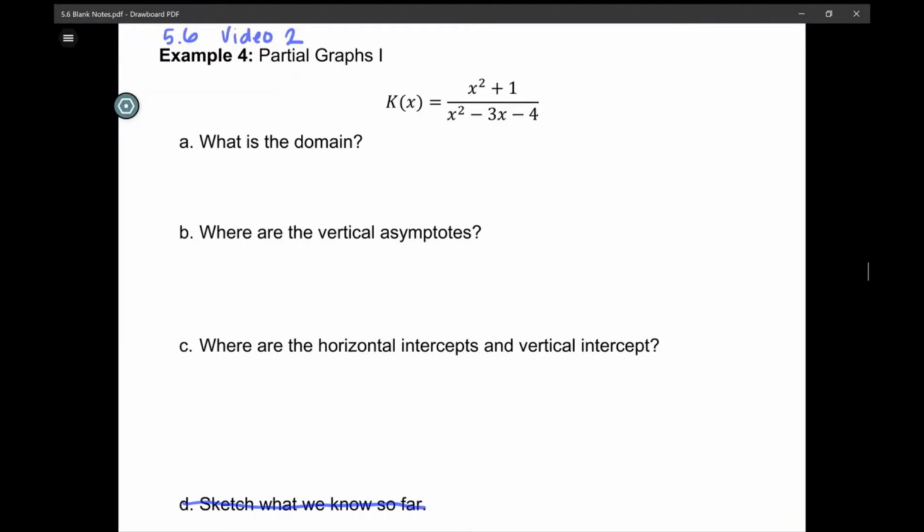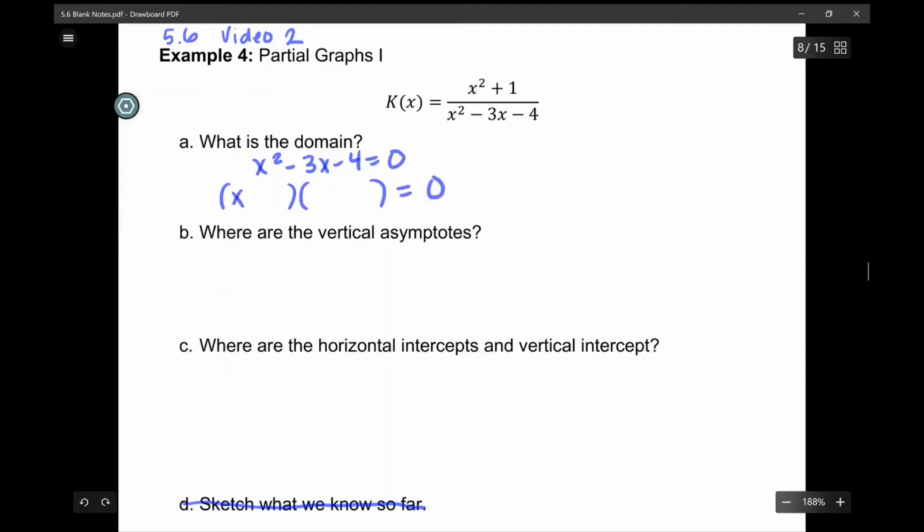This has a little bit harder quadratic stuff in it. So what is the domain? Again, we're going to look at the denominator, set it equal to 0, and exclude those values. There's a couple different ways we could solve this. We could use the quadratic formula or we could use factoring. I've done the quadratic formula a number of times, so I'm going to try and factor this one, just because I think it's faster.